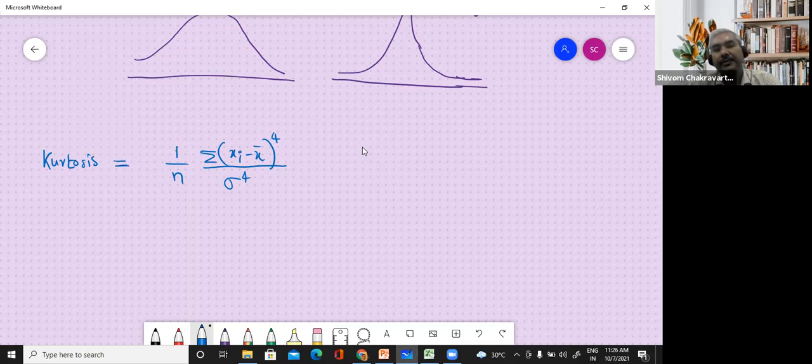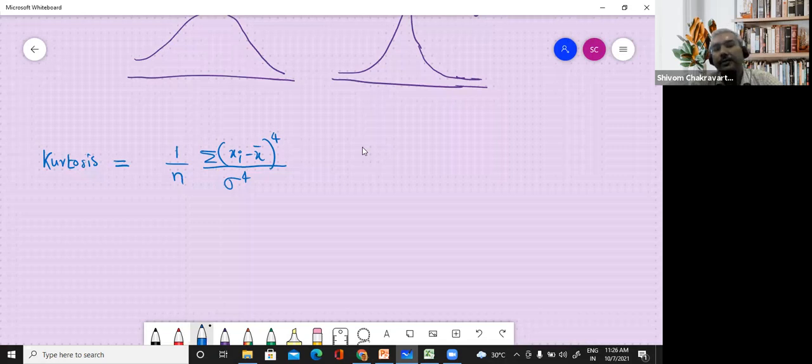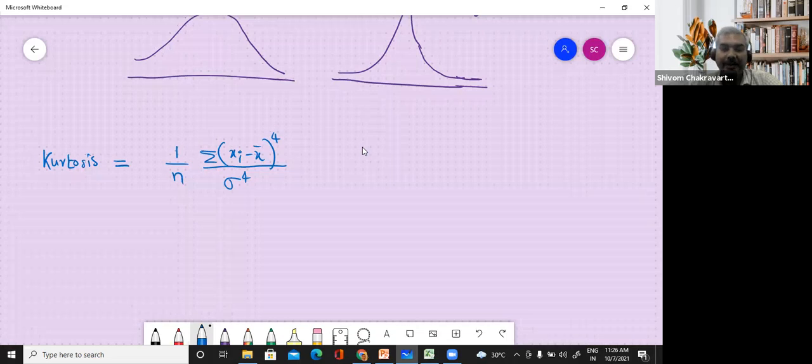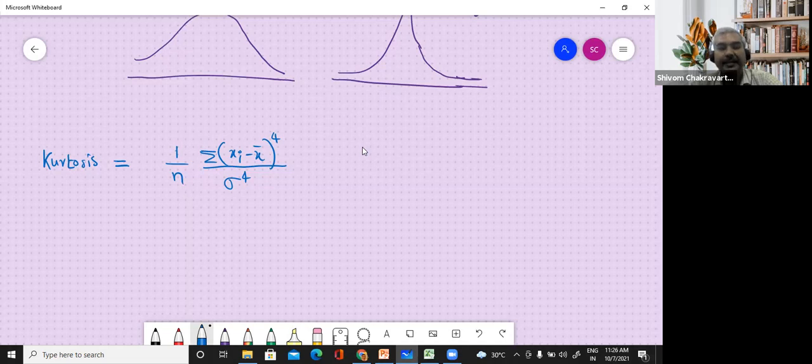One by n summation of xi minus x bar to the power 4 divided by standard deviation to the power 4. Again, keep in mind that if you substitute the formula for standard deviation, things will not get cancelled out, because it is summation. The numerator is a summation, and the denominator, when you have standard deviation, will also have a summation inside the power expression. So it will not cancel out this term. We have to calculate properly. This will give us the kurtosis.